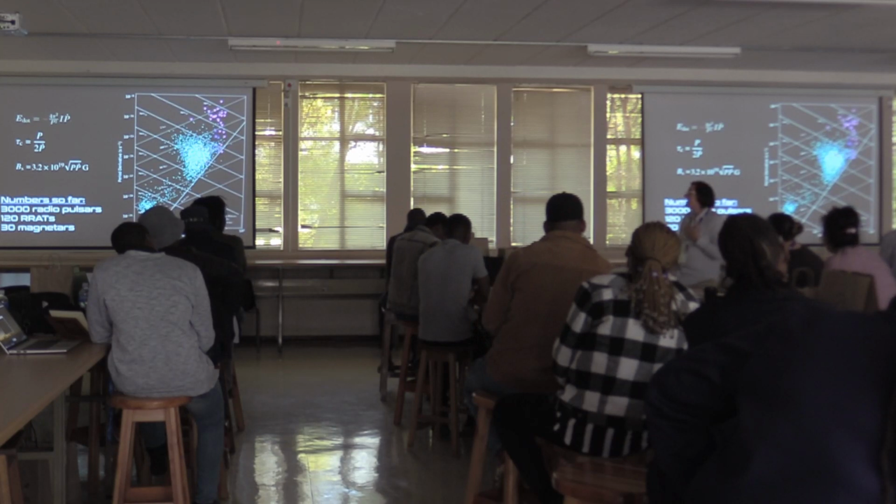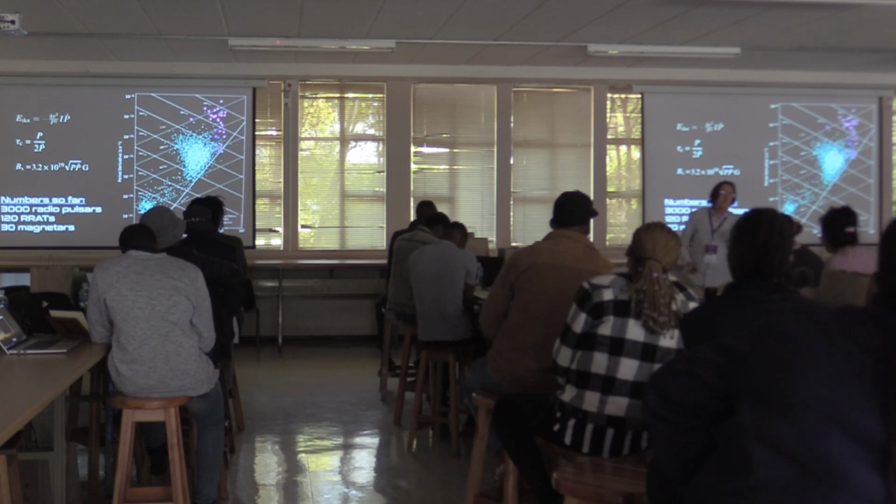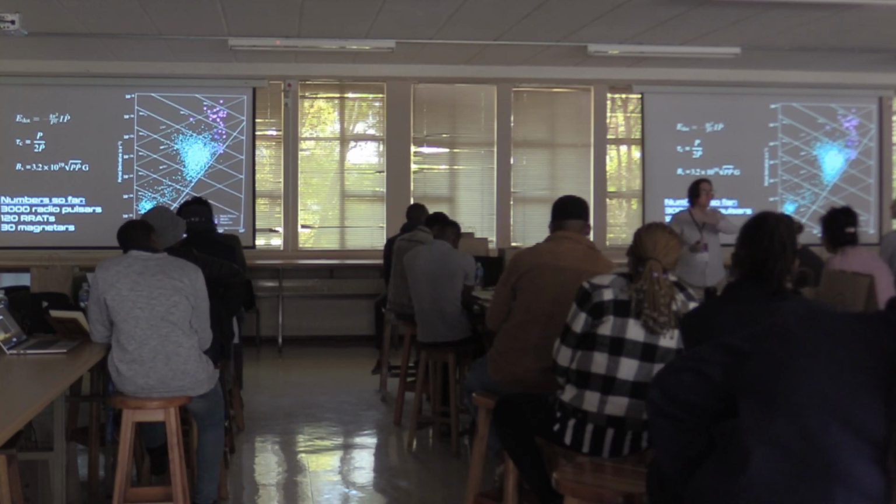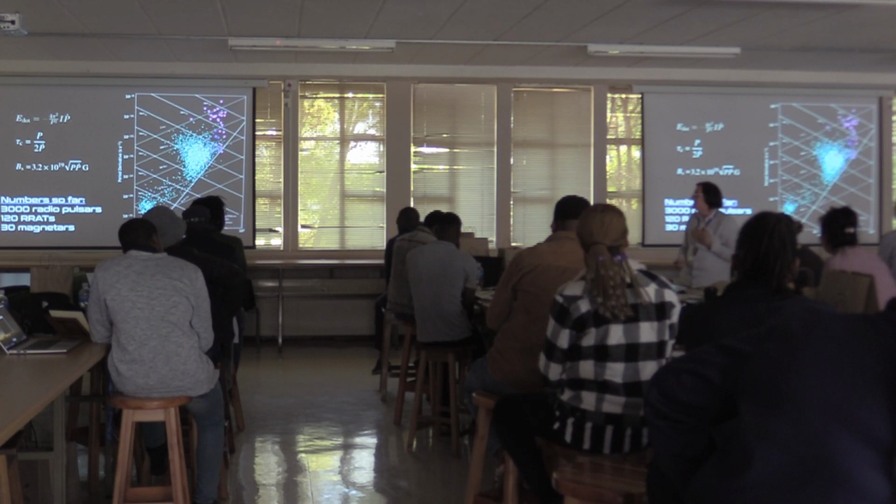death lines, and often one of the major ways that we study the energetics of pulsars is to try to find this death line. Because that tells you a lot about how this emission actually is produced.